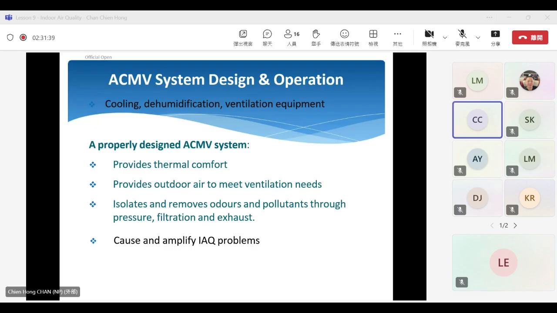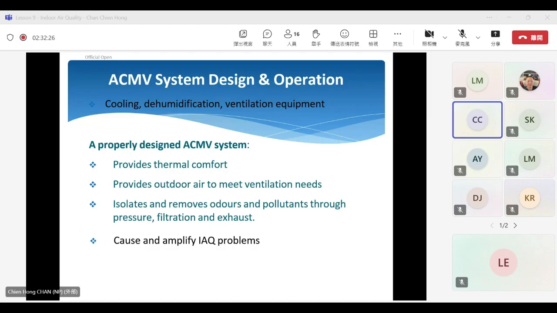As we have mentioned during the discussions, we highlighted that the solution, and sometimes also the problem, is your air conditioning and mechanical ventilation system. If the system is well designed and operated in a proper way, we can make use of the ACMV systems to clean the air, to dilute the pollutants, right? And to solve these indoor air quality issues.